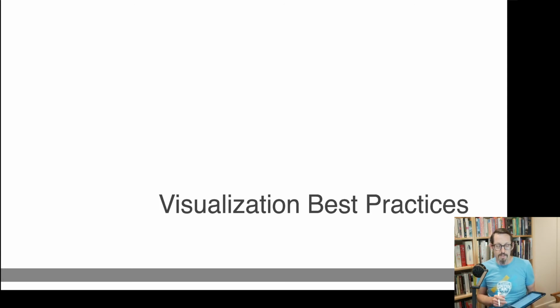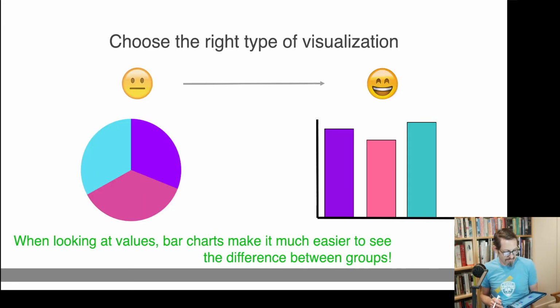Well, let's talk about ways to do things right and not right. We've already talked about this: pie charts, just leave them alone. I can't really think of a solid use case when a pie chart is absolutely the right answer. All the cases when it's an okay answer, there's something else which is just as okay. Bar charts make it much easier to see differences between groups, like we talked about.